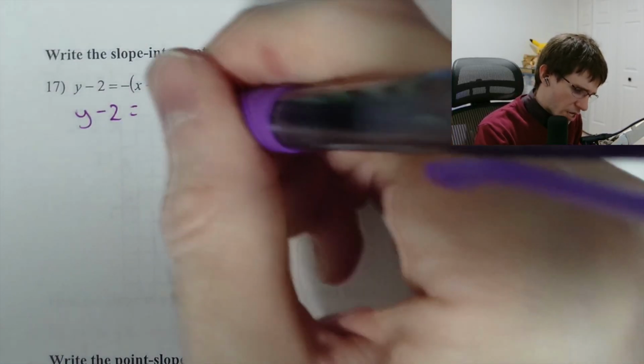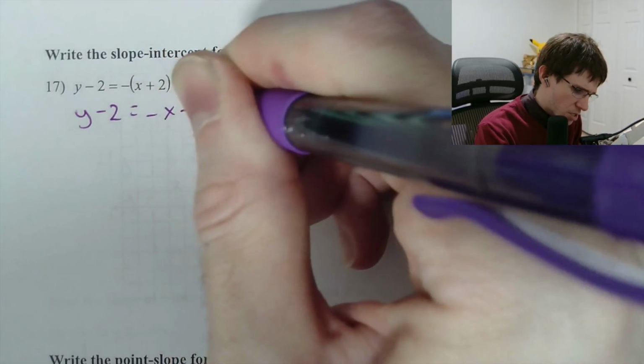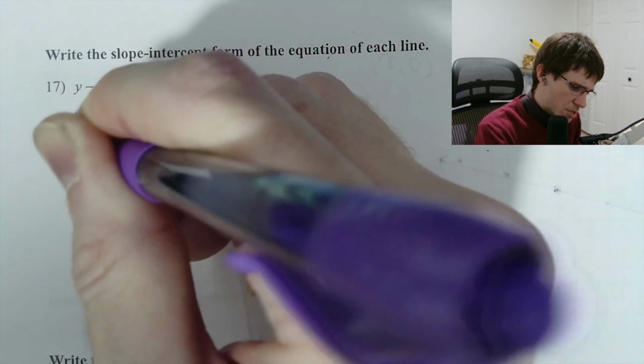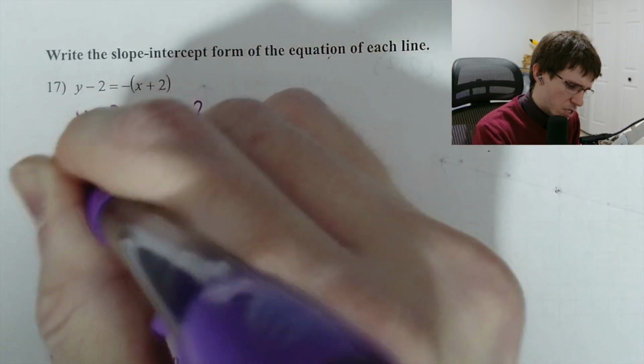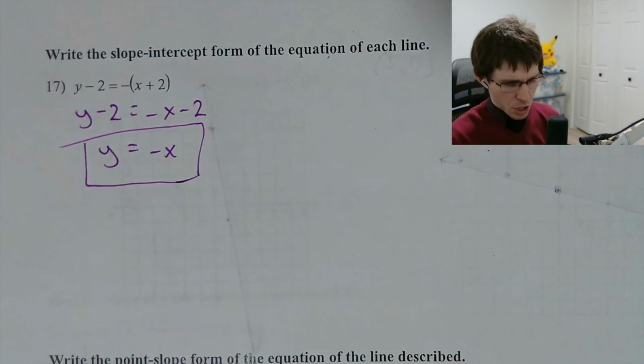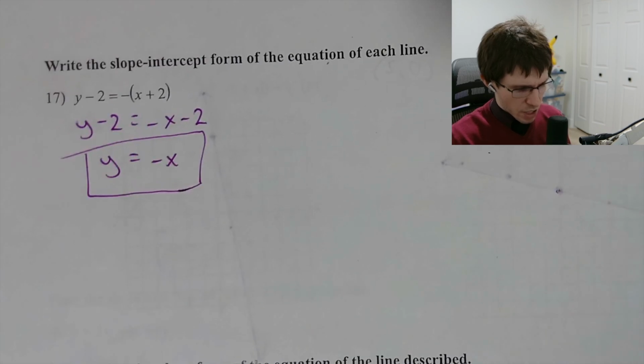We're going to distribute that negative sign first. So you get negative x minus 2. And then we're going to go ahead and add 2 to both sides, and you end up with a negative x plus 0, which doesn't even need to be written. That is the entire question. It's that simple. Let's move on to the next one.